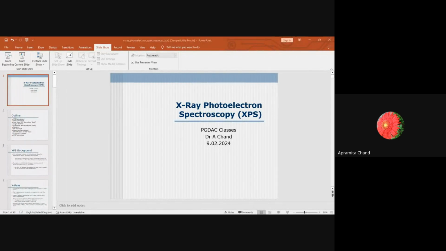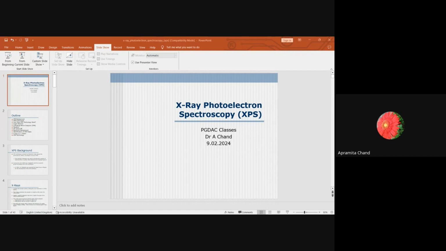So, X-ray photoelectron spectroscopy. Let us have an idea of what this is. So, we'll be talking about what background information is there, what is the instrumentation, and how does XPS work essentially. What are Auger electrons, and what are the instrumentations? How the spectrum looks like, and how to identify the peaks.